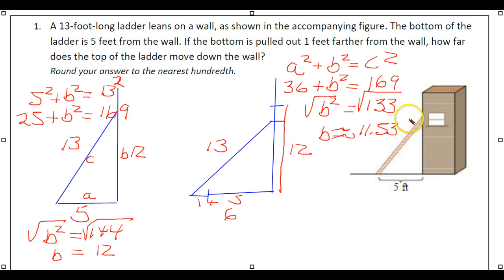11.53 feet. Now I subtract that from the original 12, and I now get, it's going to drop down there about 0.47 feet. Now I see the key gives 0.48. I'm not quite sure where they got it from. Maybe I didn't round off exactly, but that's basically how this is done.